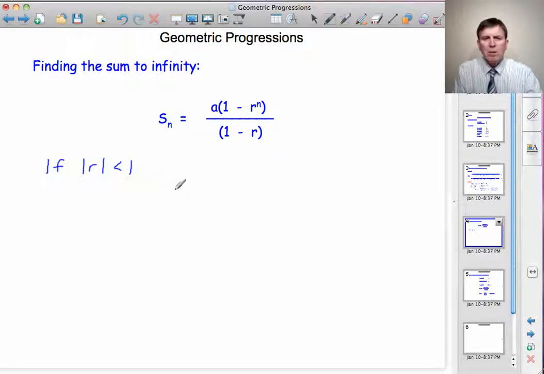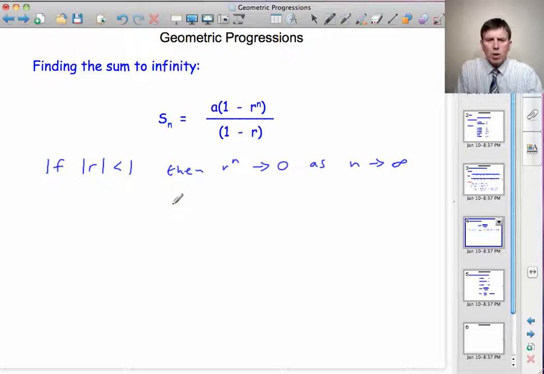Because if the modulus of r is less than 1, then r to the n tends to 0 as n tends to infinity. So an example there would be if r was a half. A half squared is a quarter, a half cubed is an eighth, and it gets smaller and smaller and smaller, tending to 0 as n tends to infinity.